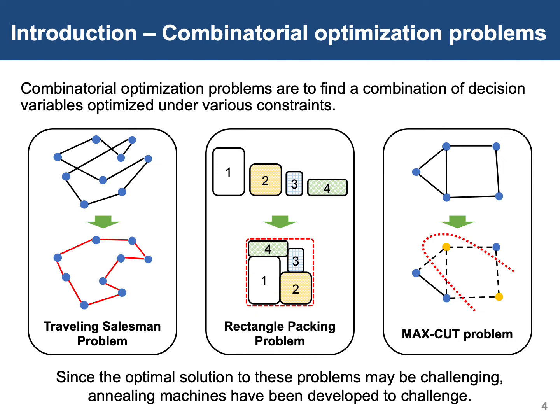This slide gives a brief explanation of combinatorial optimization programs. Combinatorial optimization programs are to find a combination of decision variables optimized under various constraints. Well-known programs are a graph partitioning program, a max-cut program, and a traveling salesman program. Since these programs can be difficult to solve on a von Neumann computer, there are many trials to solve them on a non-von Neumann computer called an annealing machine.